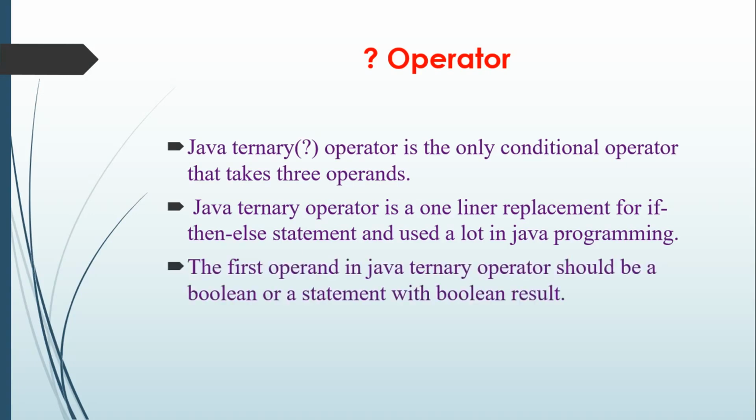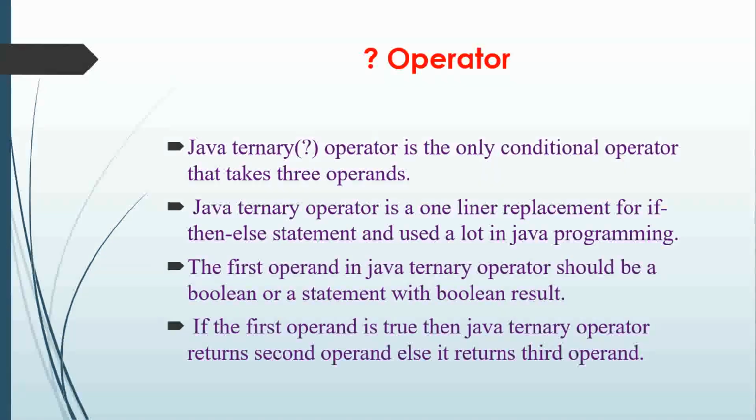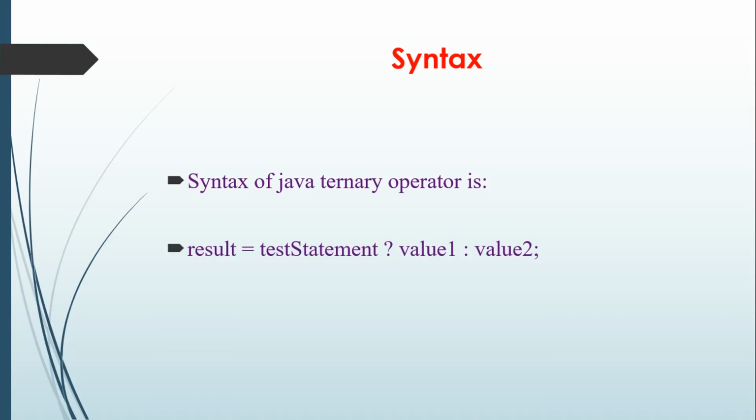The first operand in the Java ternary operator should be a boolean or a statement with a boolean result. If the first operand is true, then the Java ternary operator returns the second operand, else it returns the third operand. Let's see its syntax. Here is the syntax of the Java ternary operator. Result is a variable which stores the result.